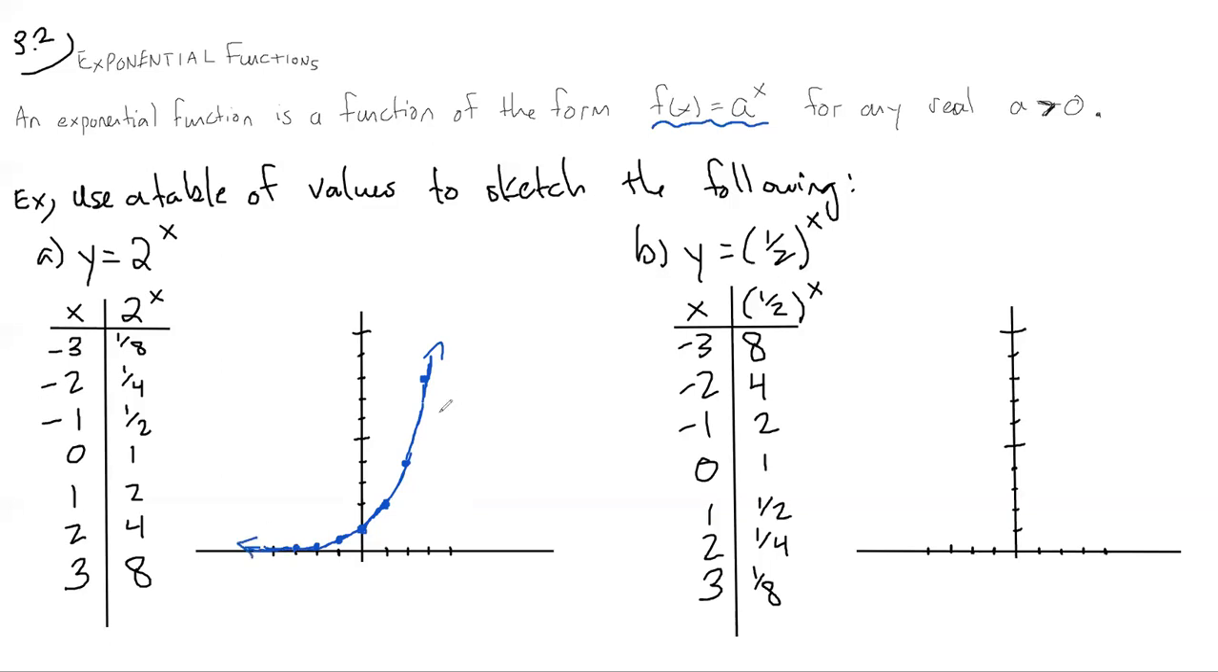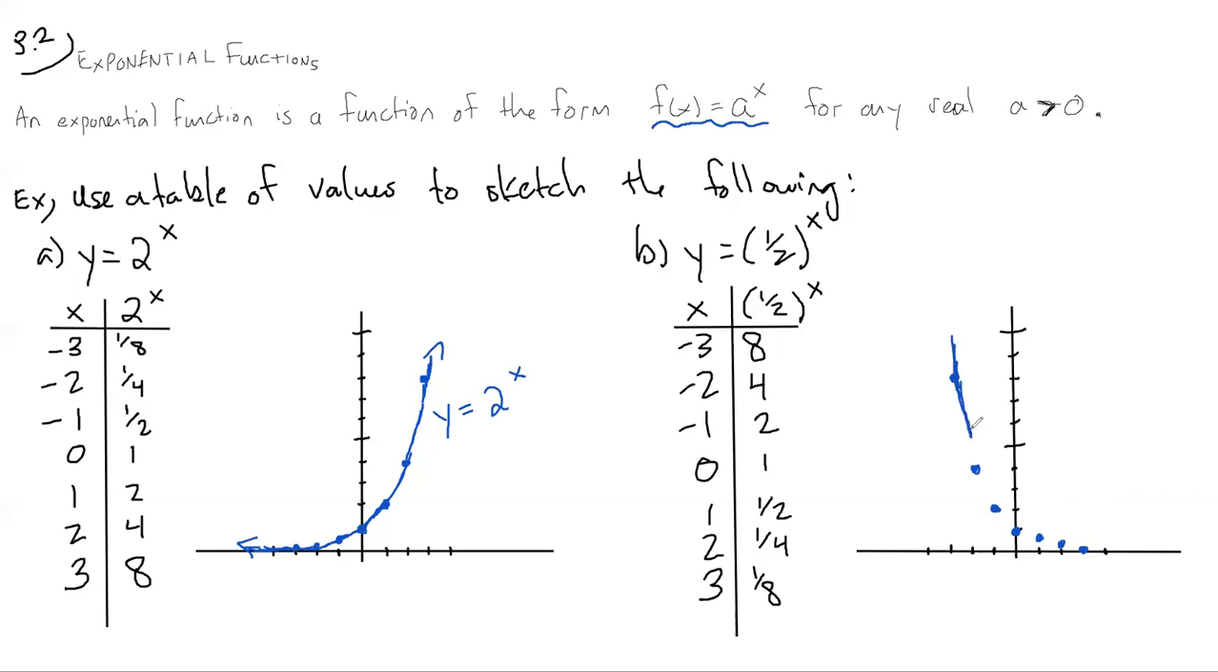And yeah, so this should be the graph of y equals 2 to the x. And we'll do similar on the right-hand side. So -3 and 8 should be probably about here. -2 and 4, -1 and 2, 0 and 1. If you're noticing, the y values are exactly the flip of the y values on the other graph. A half, quarter, and an eighth.